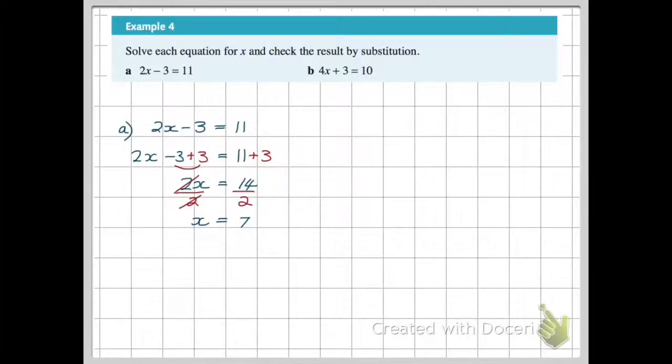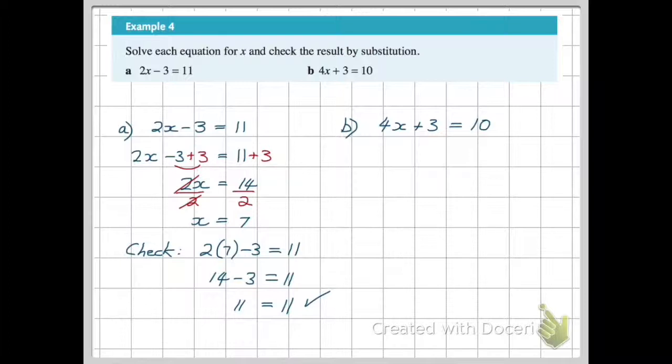Now we need to check. So to check, you substitute your answer back into the original equation. So the left is 2 times 7 minus 3, which is 14 minus 3. So you can see here that 11 equals 11. This is a true statement, and that means our solution is correct.